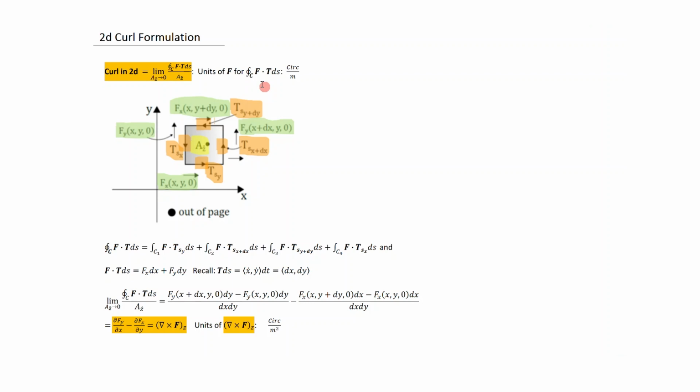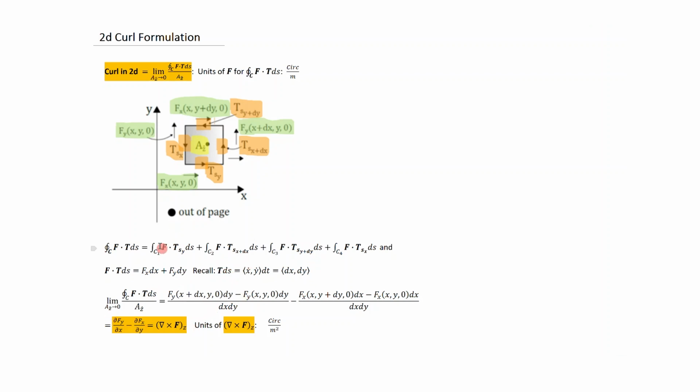This is circulation. This is meters, and therefore F has to be circulation divided by meters. Okay, so if we then just write this contour integral out, we can see there's a dot product between the field and a tangent vector and 4 contributions. In this case, we know that F dot T ds would just be Fx dx plus Fy dy. Again, recall what the definition of T ds is.